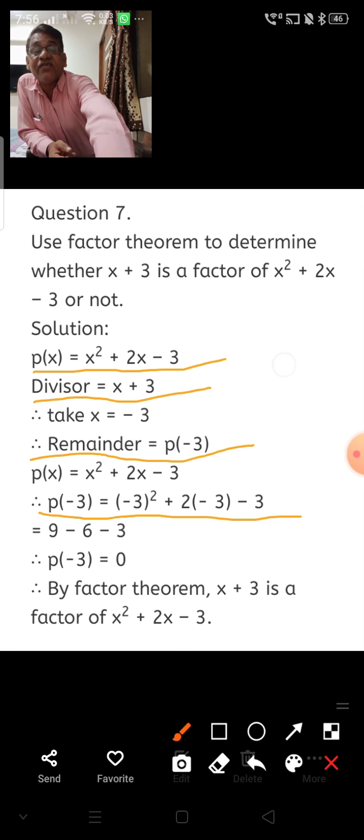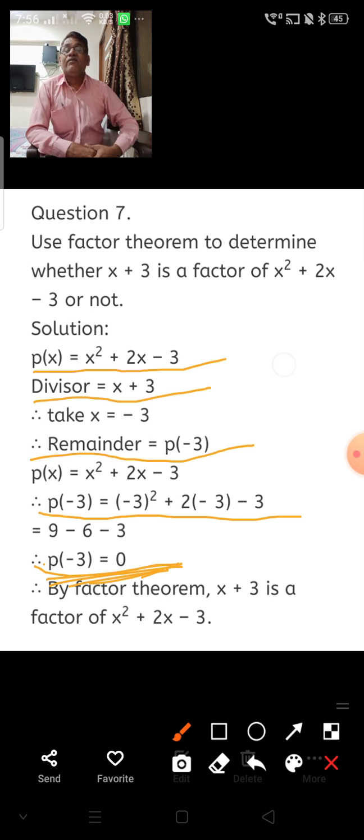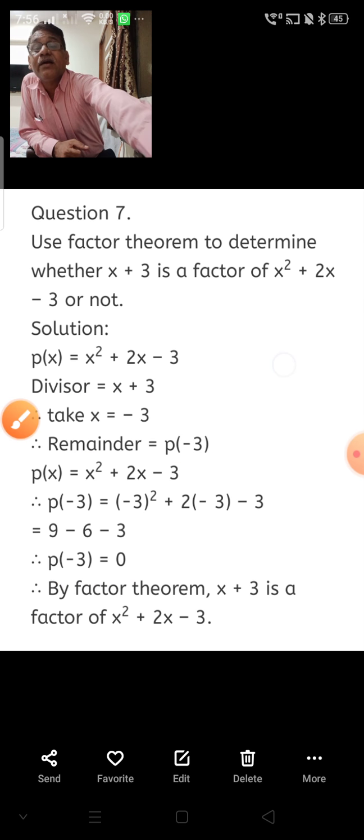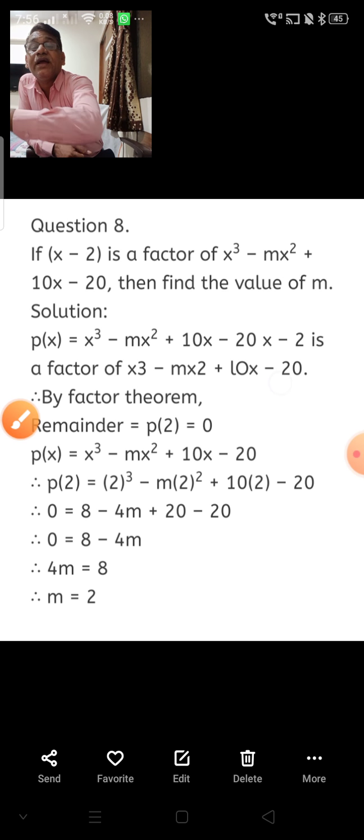Means by the factor theorem you can say that x plus 3 is a factor of x square plus 2x minus 3. If you get not 0, then it is not a factor, but you get the 0 remainder. Then we can say that by the factor theorem, x plus 3 is a factor of x square plus 2x minus 3. Right? Now you get it? Okay, clear? Now come to question number 8.